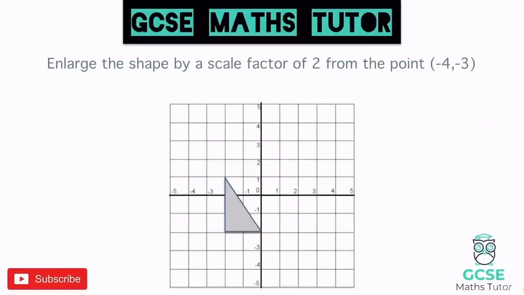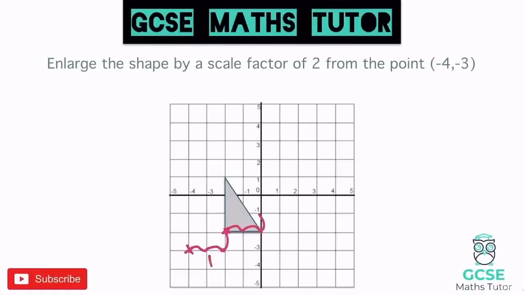Okay, so enlarge the shape by a scale factor of 2 from the point -4, -3. So let's identify that point first, -4, -3, and then we're just going to enlarge it by a scale factor of 2. So what I do is I pick a point on the shape, normally the closest one, let's say this one here, and I just think, right, how do I get there from the point? So we go 2 across and 1 up. And I'm just going to do exactly the same again. So 2 across and 1 up. And that there is a scale factor of 2.